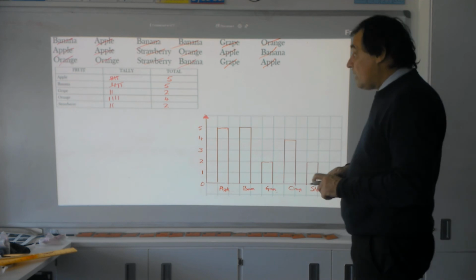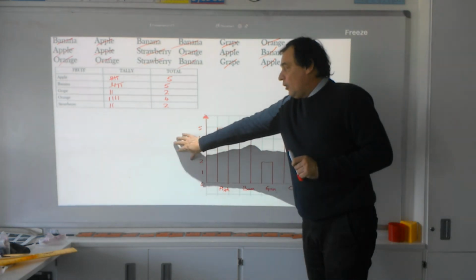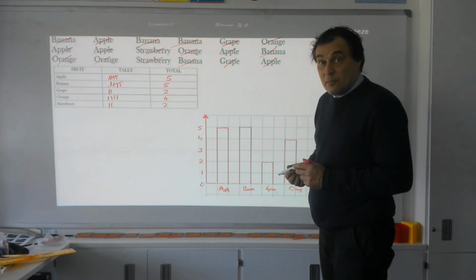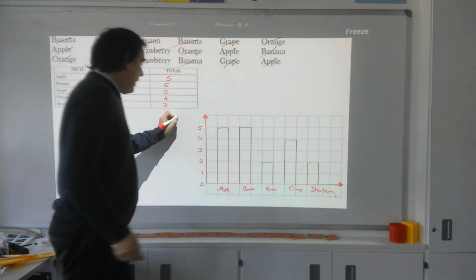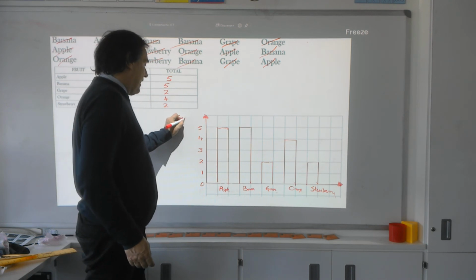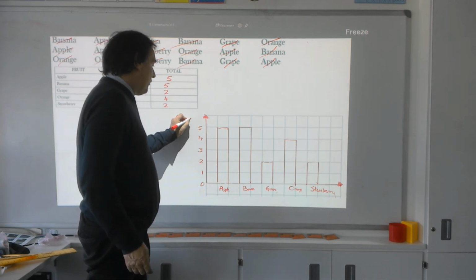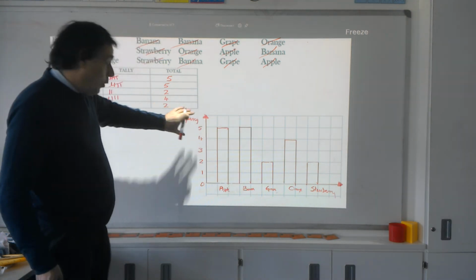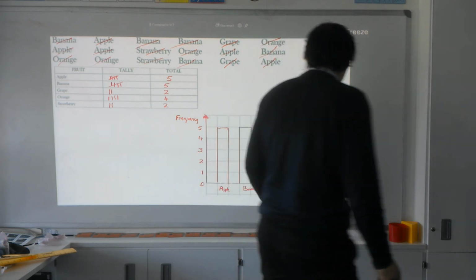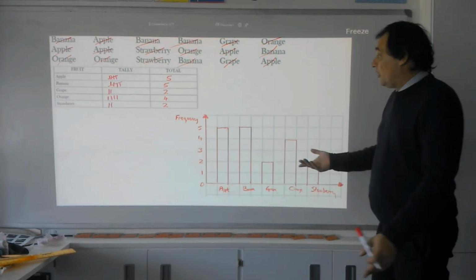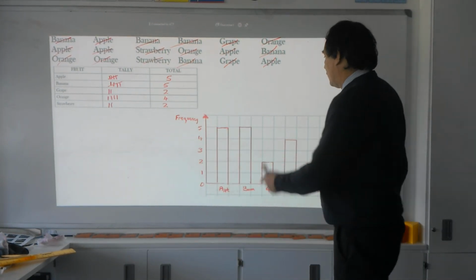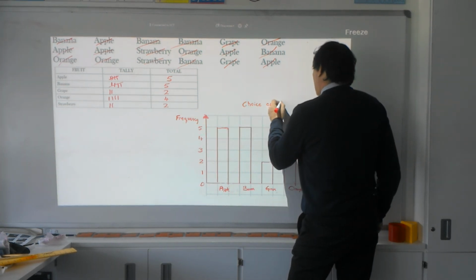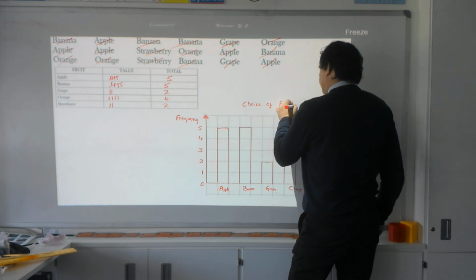One thing though that you must do, always on the vertical axis, you've got to label it, otherwise you will lose a mark. And the simple thing to do is you always write the word frequency. Now this means how many of something there is. So we always write frequency on the vertical axis. The final thing you might want to do to your bar chart is give it a title. So you could say something about choice of fruit or something like that.